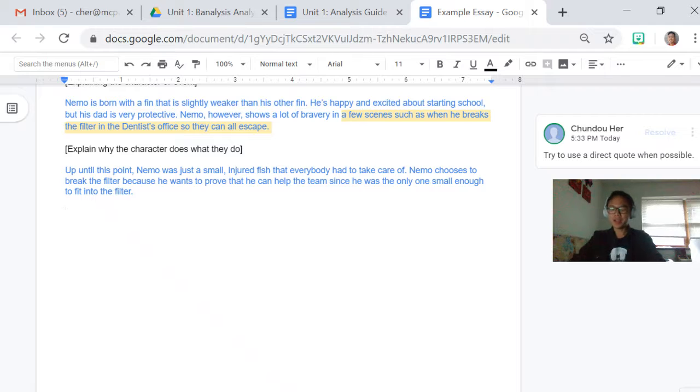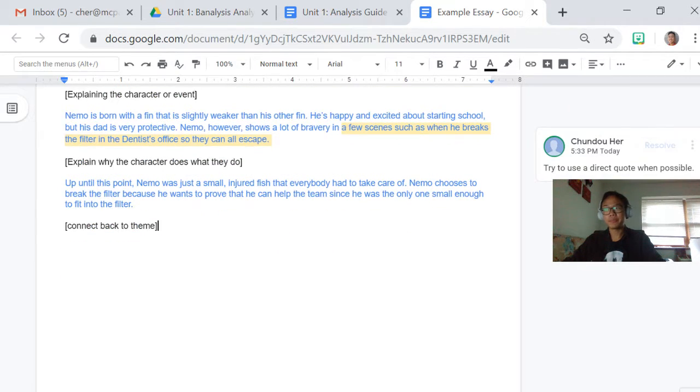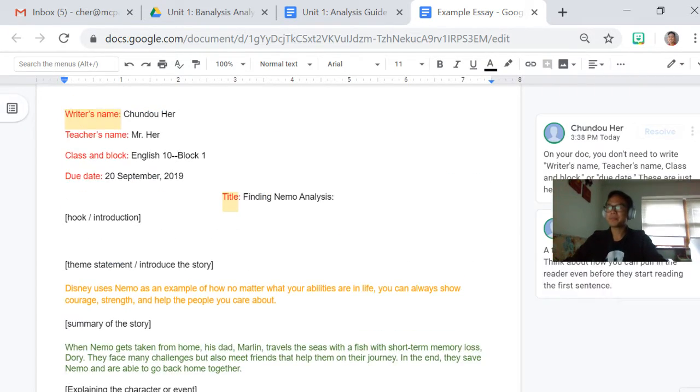Now I have to connect this back to the theme. So what was my theme again? So the theme was, no matter what your abilities are in life, you can always show courage, strength, and help the people you care about. Okay, so how am I going to tie all of this back to the theme?